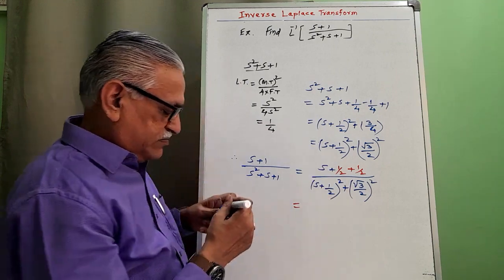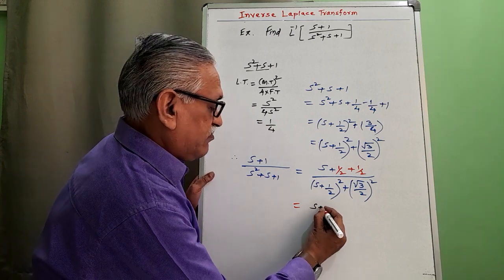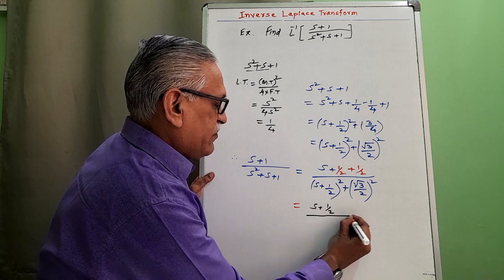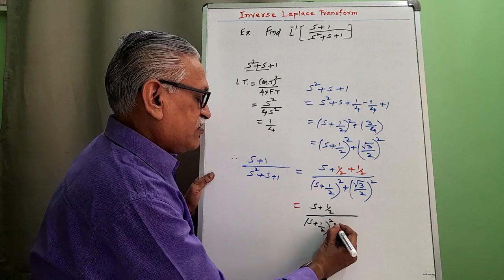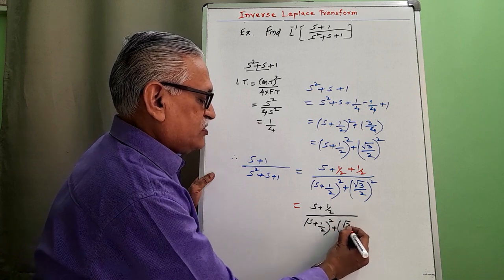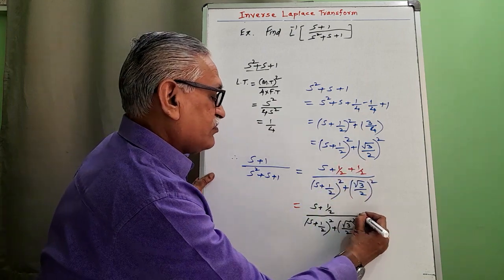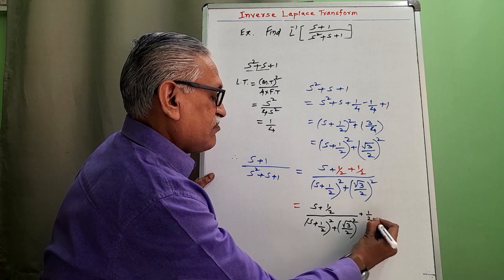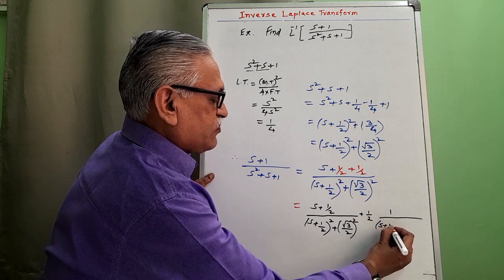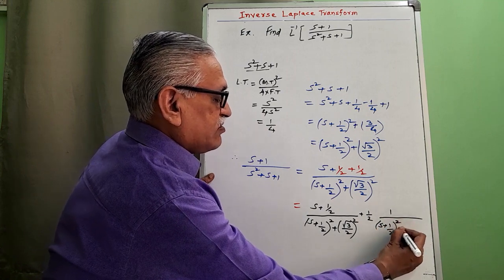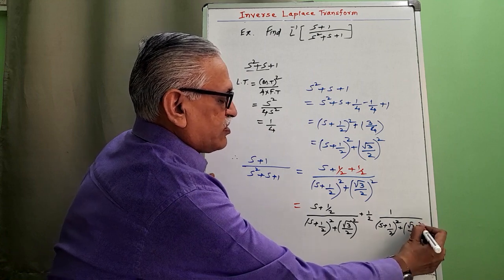it is s plus 1 by 2 whole divided by s plus 1 by 2 whole square plus root 3 by 2 whole square, and then plus 1 by 2 into 1 upon s plus 1 by 2 whole square plus root 3 by 2 whole square.